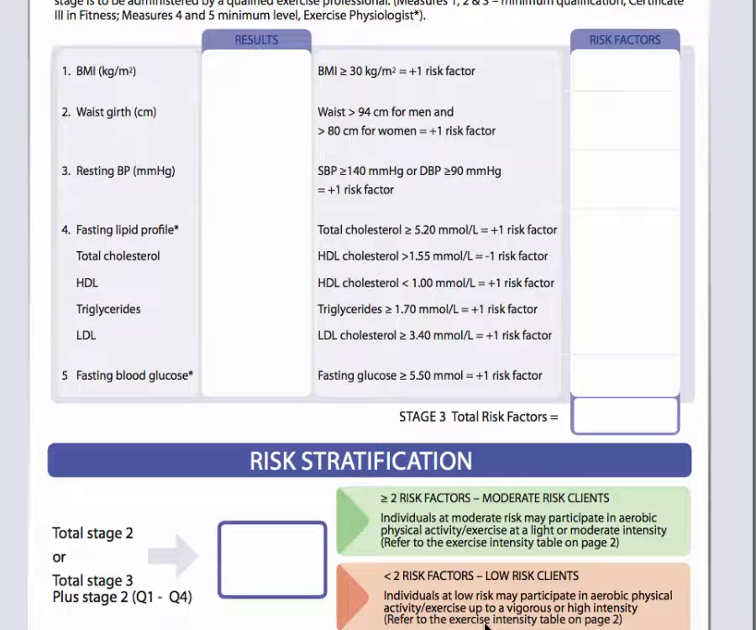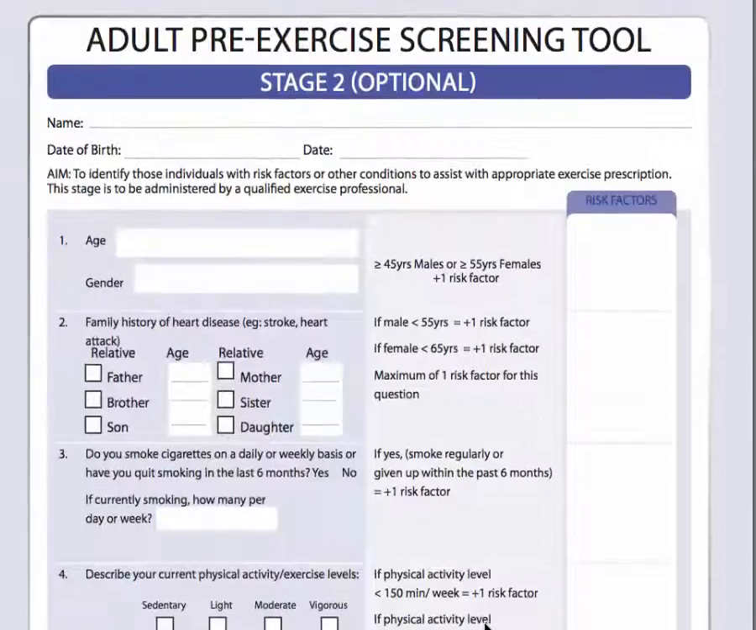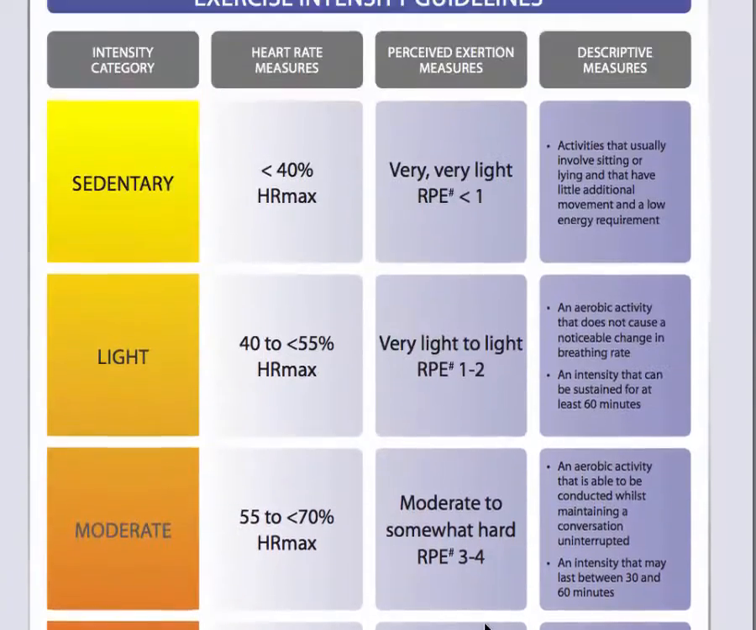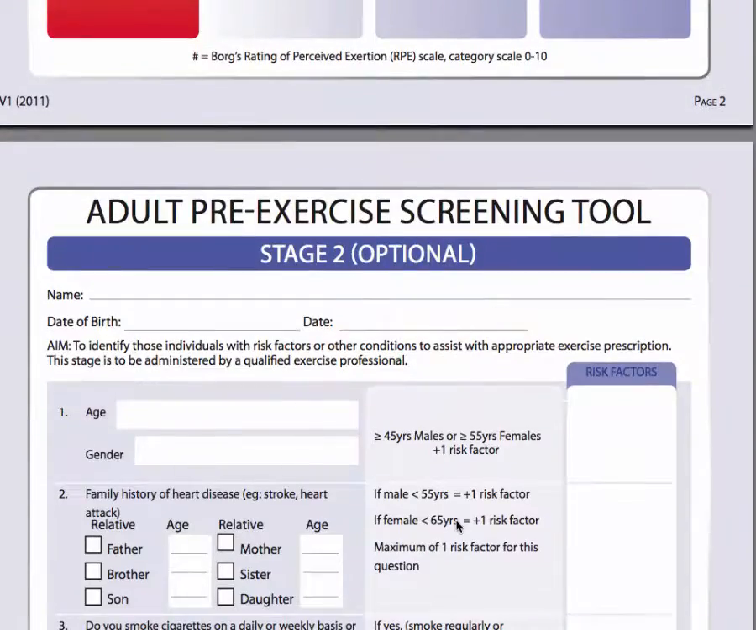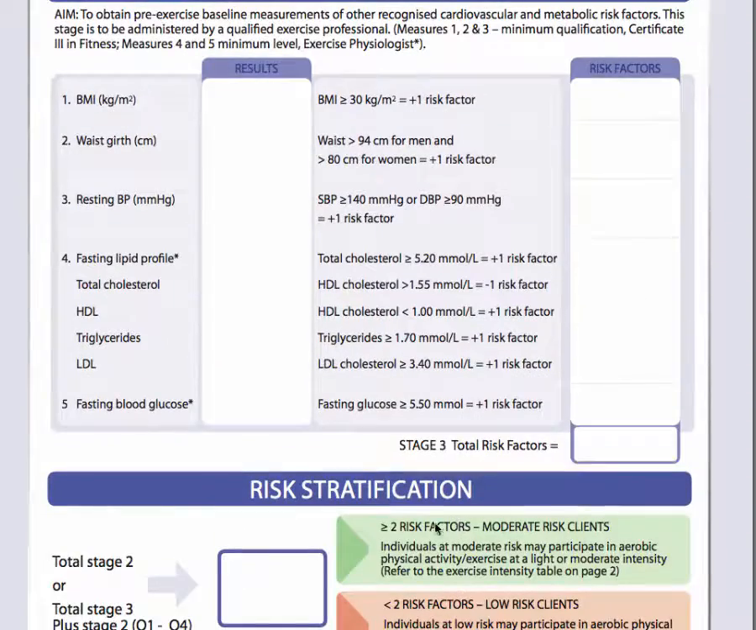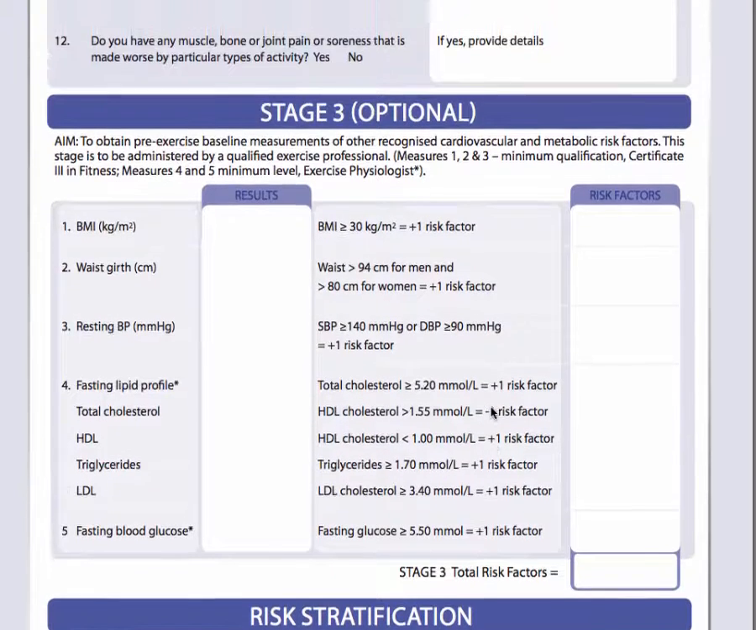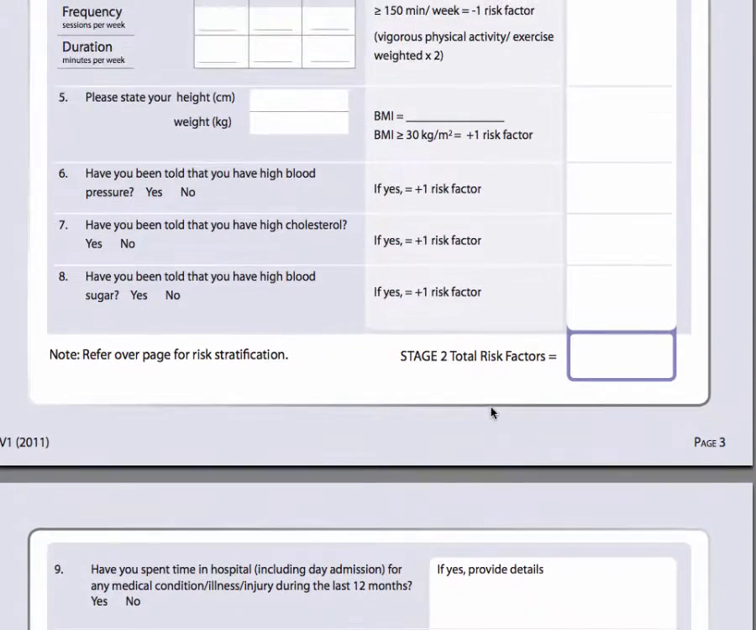The great thing about this form is it protects you because it's produced and endorsed by Fitness Australia and by Exercise Science Australia and Sports Medicine Australia. If you follow this particular form here with your risk factors and then say that you actually develop a program that matches these two outcomes, then obviously you're a lot better at protecting yourself in court if someone were to sue you. So this is another option of a form which you can use.